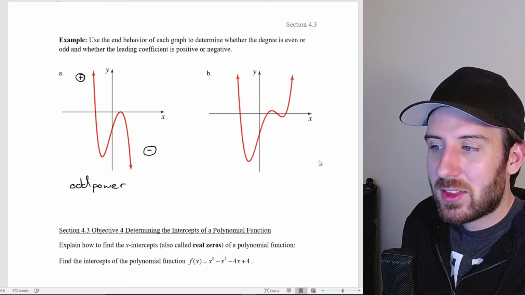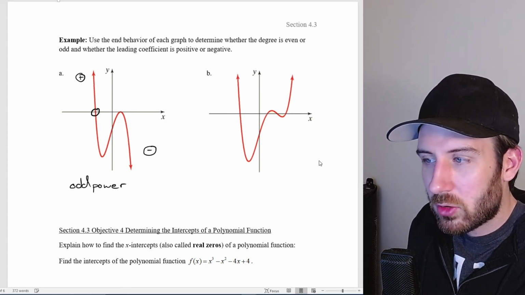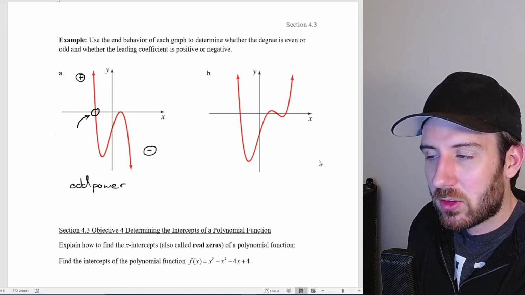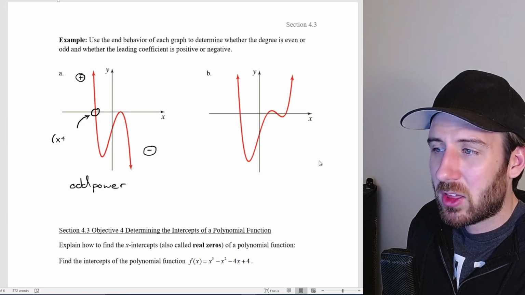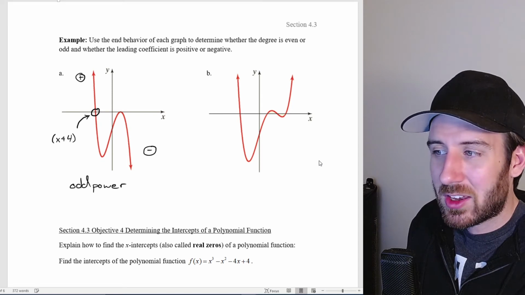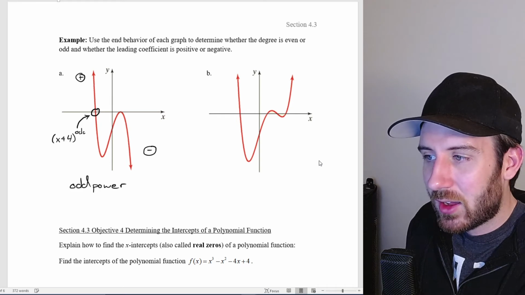And in fact, we can even see that if we look at this graph. Here's a 0 where we cross over. So this must be something that is an odd multiplicity. This is an x plus something. Maybe that's a negative 4 down there. So there may be x plus 4, because when we plug in negative 4, that's a 0. But it's crossing over, so it's going to be some kind of odd exponent.